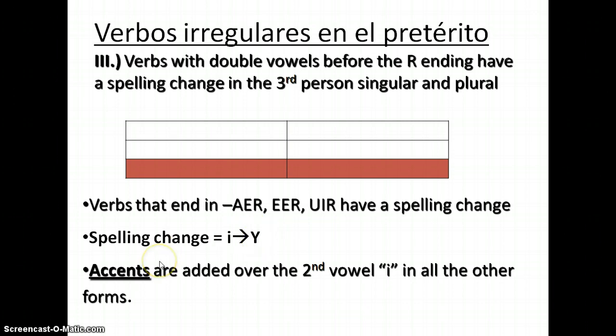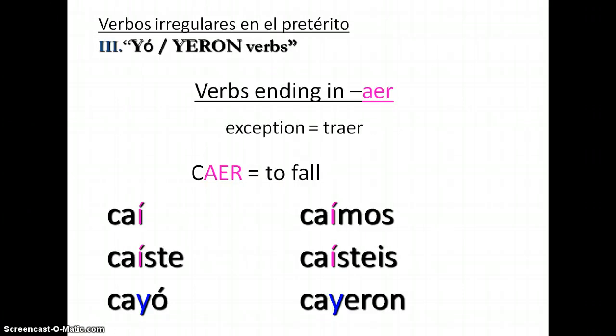Also, accents are to be added over the second vowel, the letter I, in all the other forms. Let's look at an example. Here's an example of caer, to fall. Notice it ends in aer. And notice the conjugation. In the third person singular and third person plural, the I changed to a Y. So we have cayó and cayeron. The pronunciation does not change very much. The rest of the verb also carries an accent over that I.